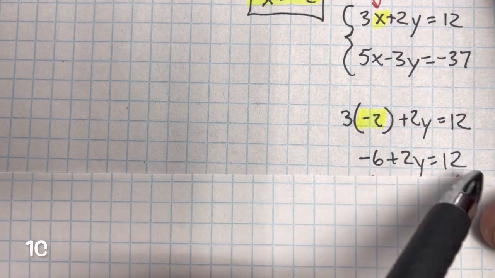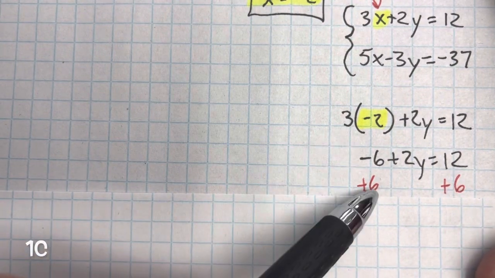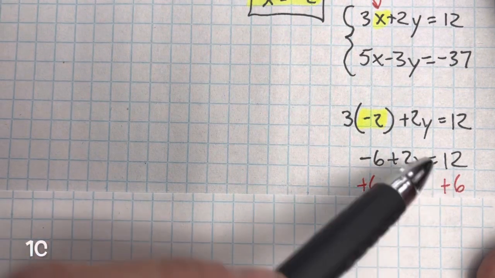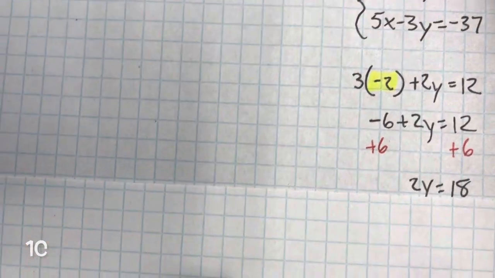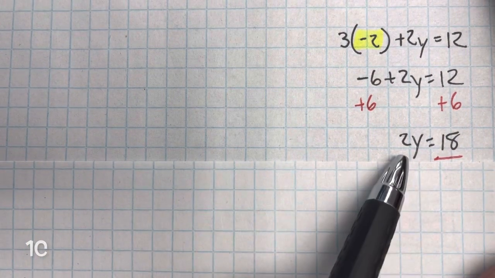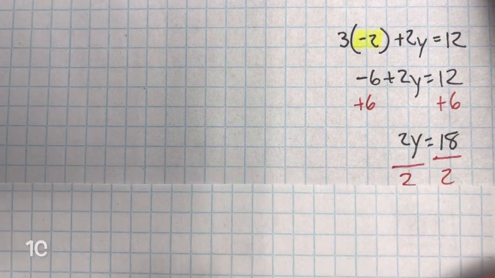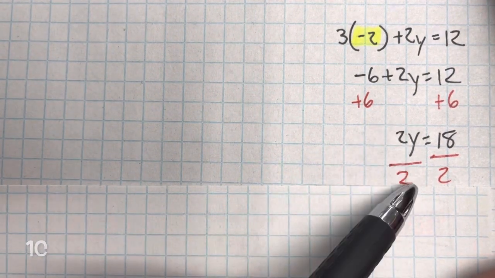I want to get this term over to the right side. Inverse property of subtraction is addition. Created a zero pair. What you do to one side, you do to the other. So we have 12 plus 6 equals 18. Still don't have y by itself. This is multiplication. Inverse property of multiplication is division. We're dividing by 2 because that creates the giant 1.